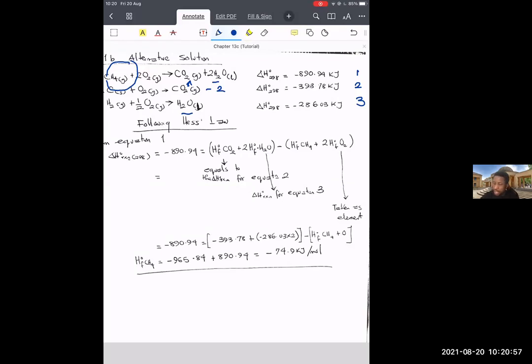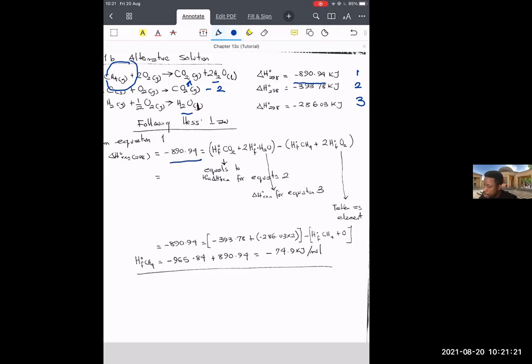So let's move on. I've said we cannot use equation 1 only to estimate the heat of formation for methane, because the methane is on the reactant side. It's not the main product. So if we use equation 1 to look at our heat of reaction at 298, we'll have the heat of the entire reaction.